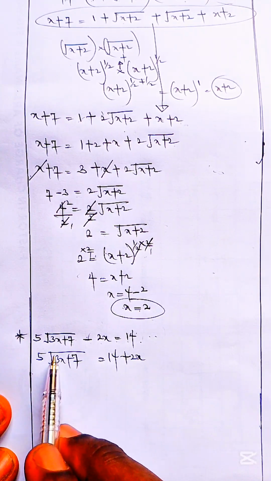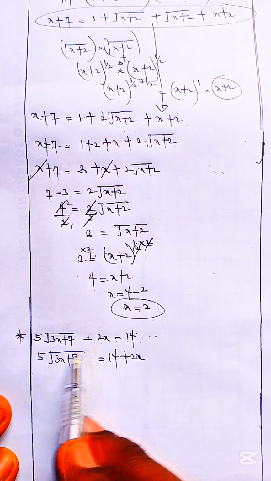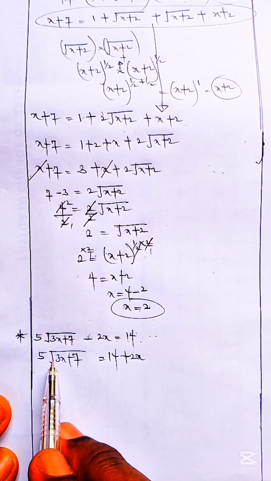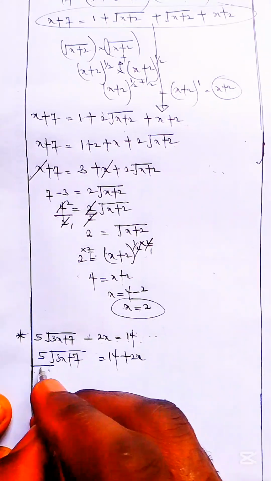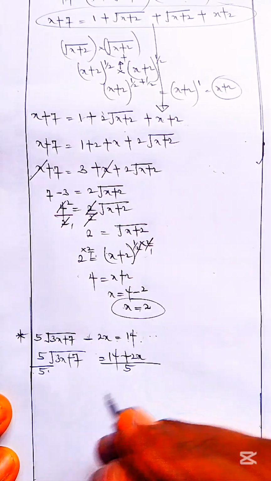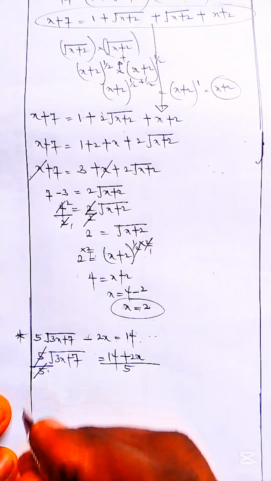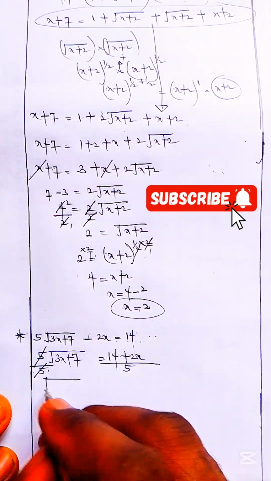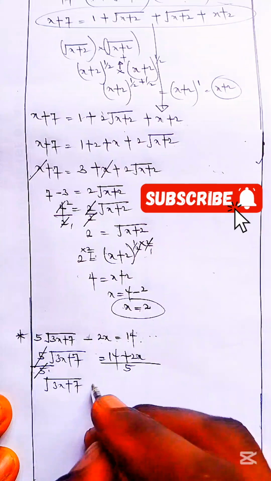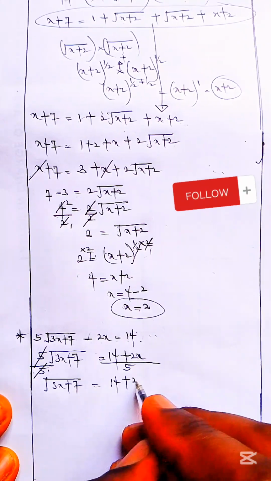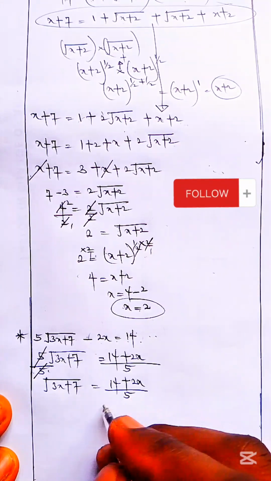Then the next question is, how do we get rid of the root? Now, for us to get rid of the root, first of all, we can decide to divide both sides by 5. Just like this. 5 takes out 5. So we end up with root 3x plus 7 equals 14 plus 2x over 5.